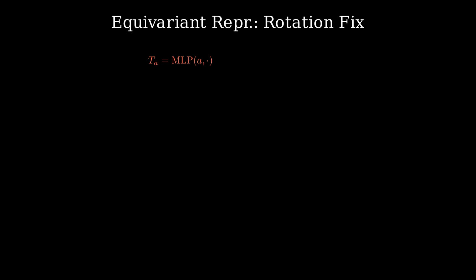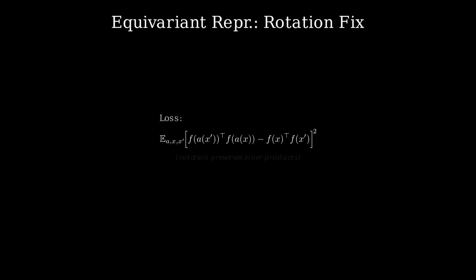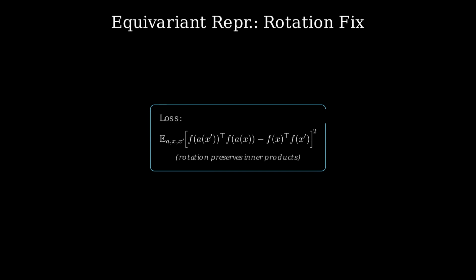There is a cleaner parameterization. Instead of an unconstrained MLP, we restrict T_A to be a rotation matrix R_A. Rotations automatically preserve composition, and they preserve inner products. The training loss changes too. Instead of Euclidean distance, we use an inner product loss, minimizing the expected discrepancy between inner products before and after the transformation. This loss is 0 precisely when T_A is a rotation.